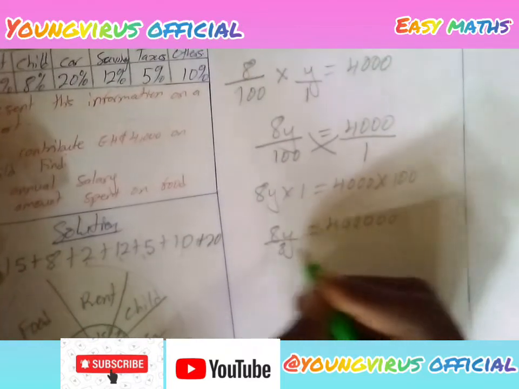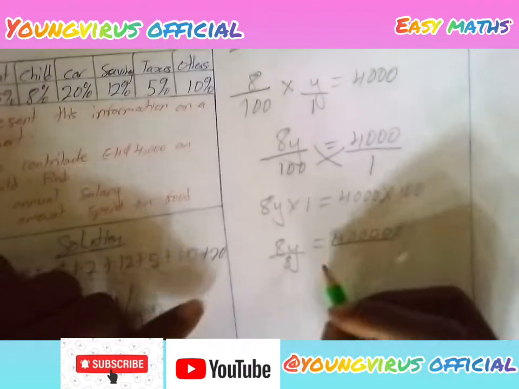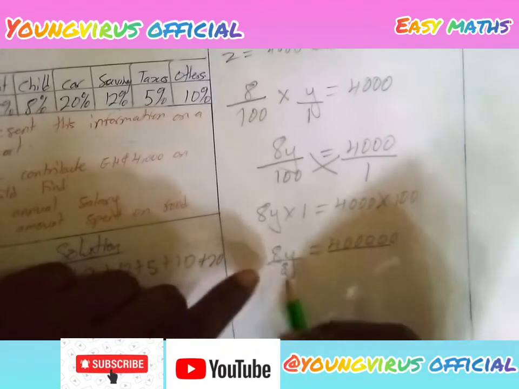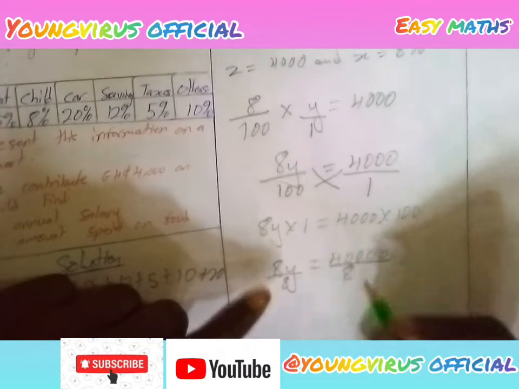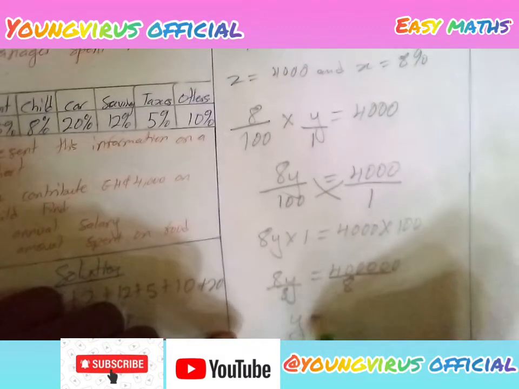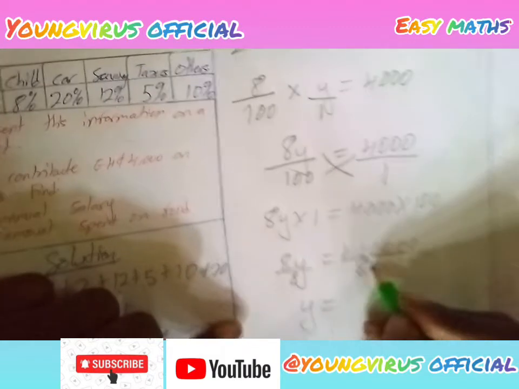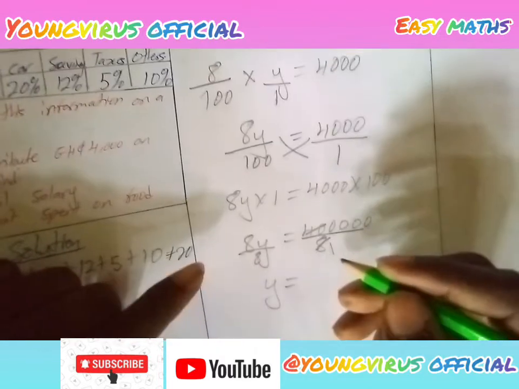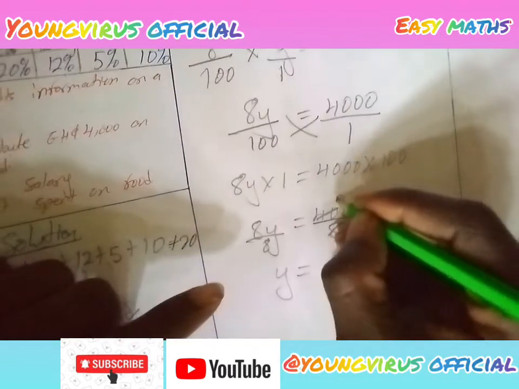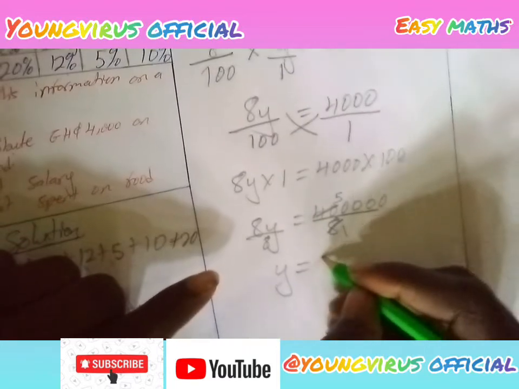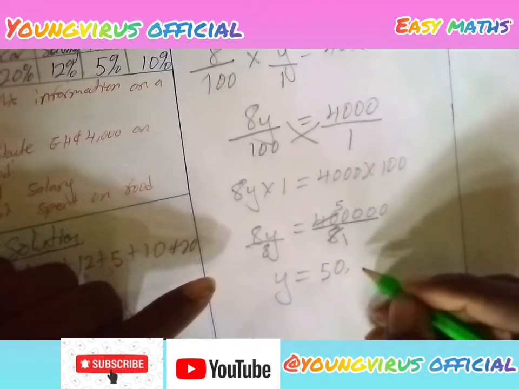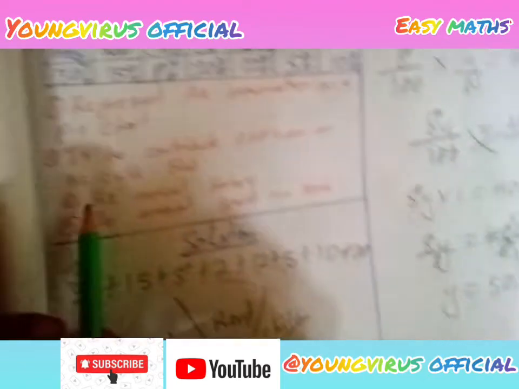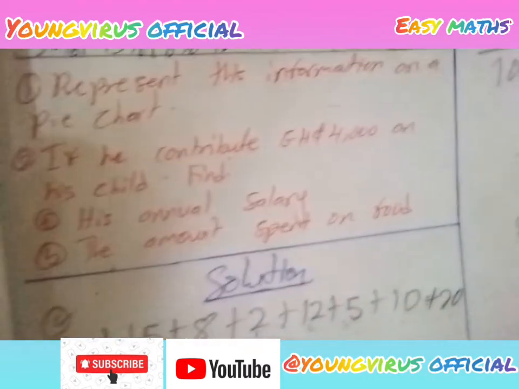You have to divide both sides by 8, making y the subject. We don't want the coefficient of y, but we only want y as the subject. So dividing both sides by 8, we have y being equal to 8 goes into itself 1, goes into 40 here. 8 times what is giving us 40? 8 times 5 is 40. So 5. So we end up getting 50,000 as our answer. So that means the man's annual salary is equal to 50,000.